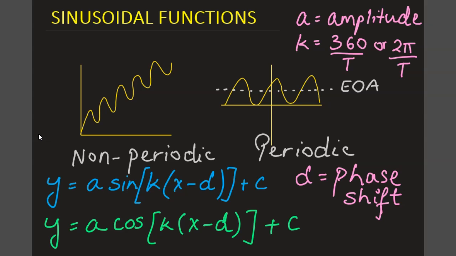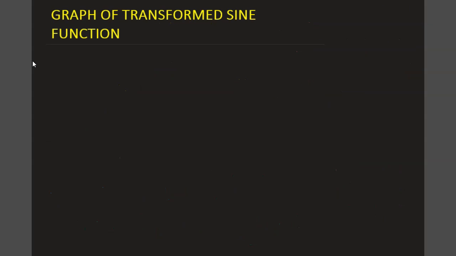From your previous knowledge, you know that a mapping formula is used to make your transformed parent function graph. However, when it comes to sinusoidal functions, we will not be using the mapping formula anymore. Instead, we will be using a different way of making a graph of a transformed sinusoidal function. Let's learn how to do that. In this video, we will deal with graphing of a transformed sine function.